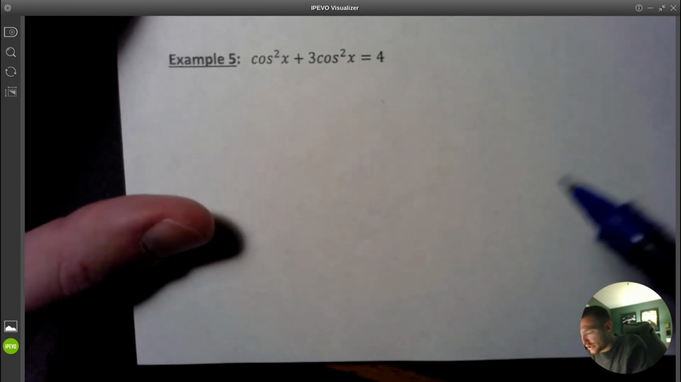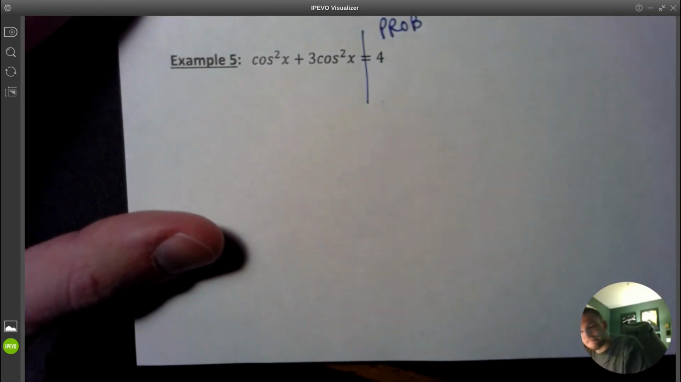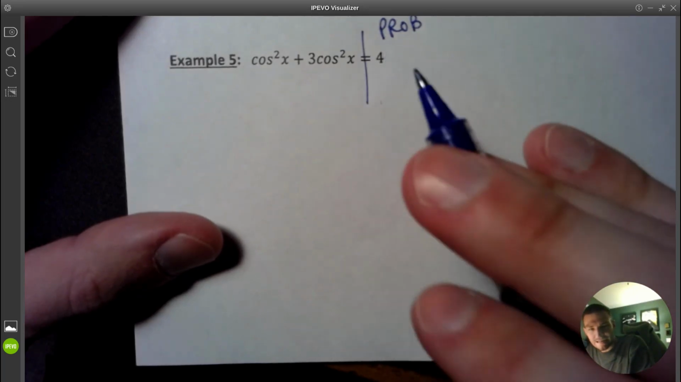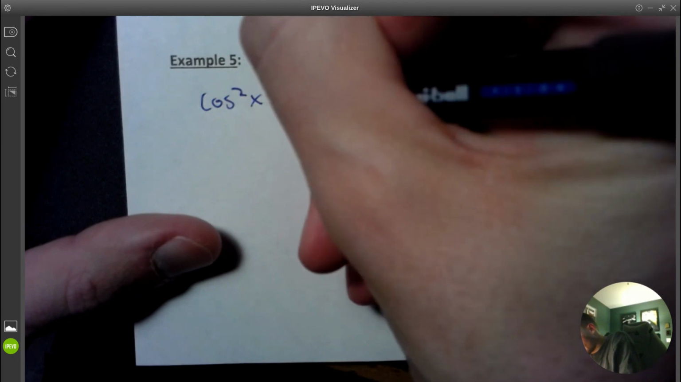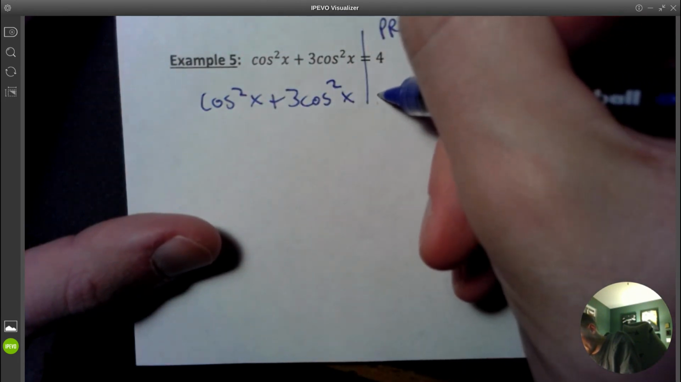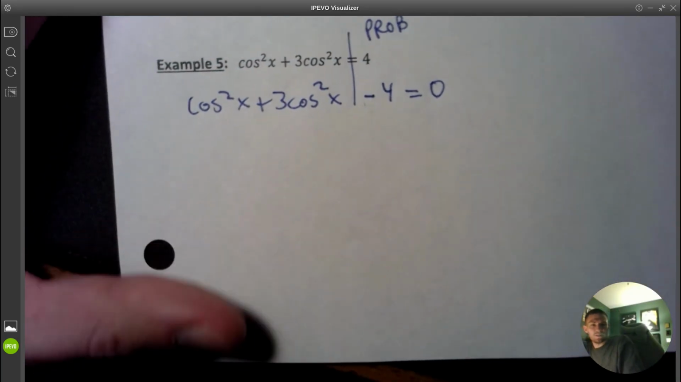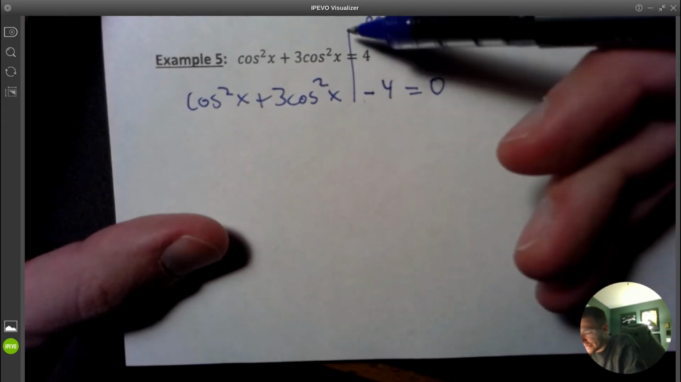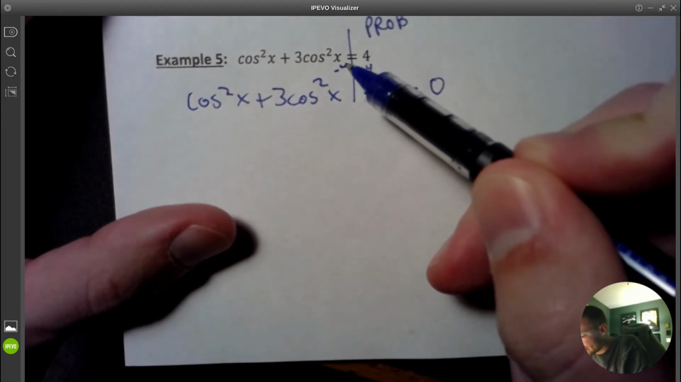I'm going to do this question. First of all, this is a problem. What is the 4 doing? I need a 0. Move it. Cosine squared x plus 3 cosine squared x minus 4 equals 0. A little bit dumb how I wrote that, because normally this line should be where the equal sign is, but whatever. I did a little -4 and a -4.